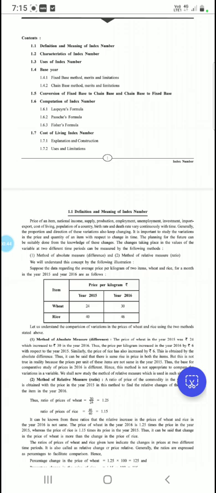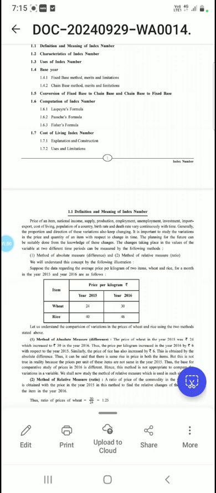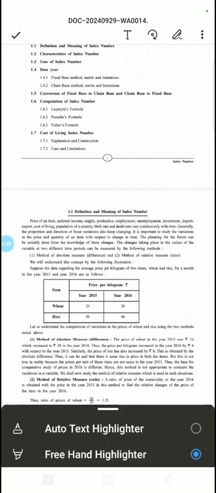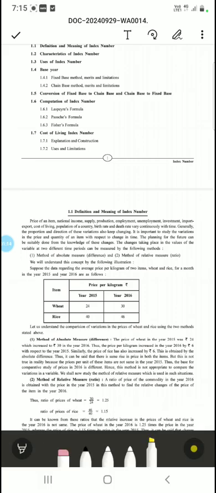You must have come across words like national income, supply, production, employment, unemployment, investment, export, import, cost of living, population of the country, birth rate, and death rate. Now, these are all nothing but variables. These variables tend to change with change in time, right?